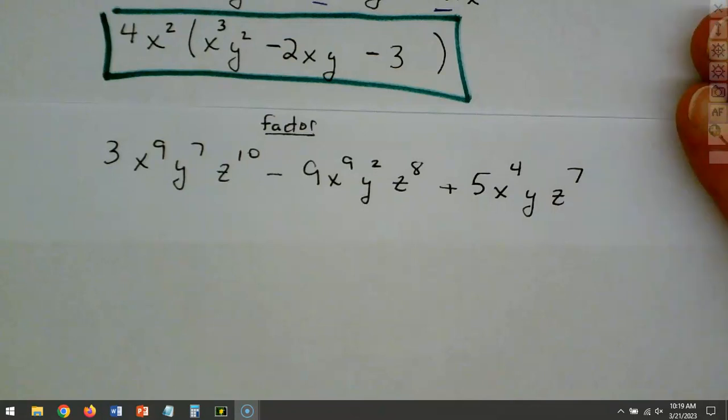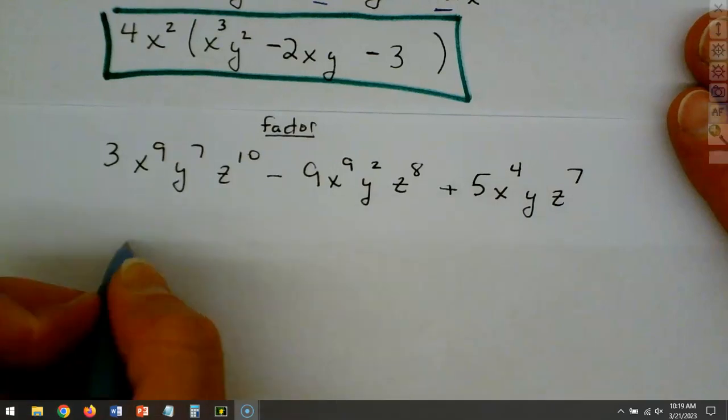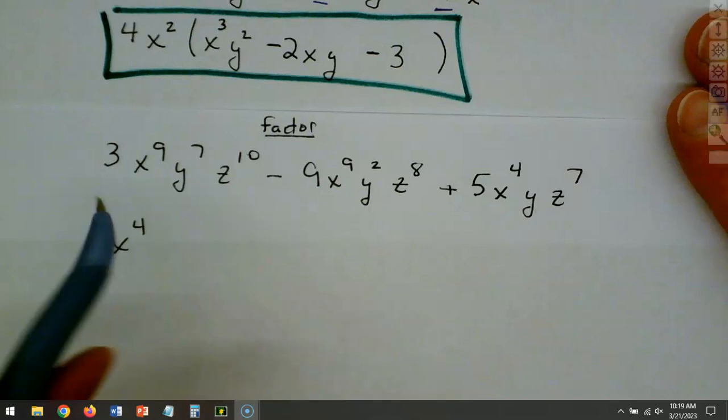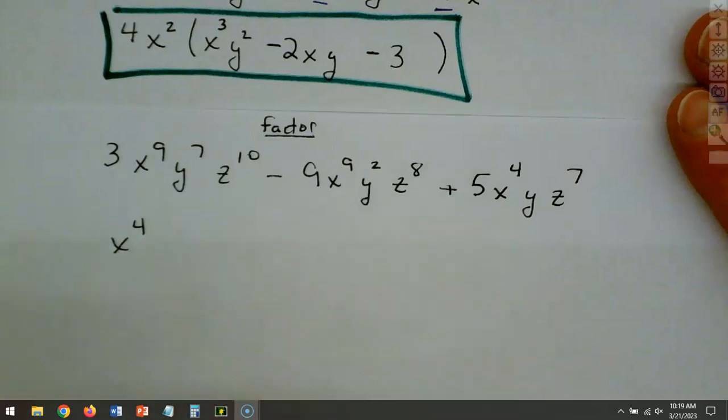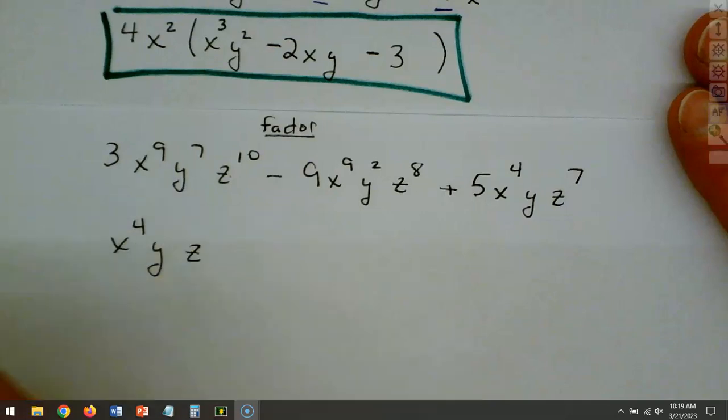First off, they all have the variable x. And what we want is we want the smallest power of that x. So what's our smallest one? It looks like it's an x to the 4th. So that's going to come out. They all have y's in common. Smallest power is just a 1, so that's just a y that comes out. And then we have our z's here. So smallest power, z to the 7th, comes out.